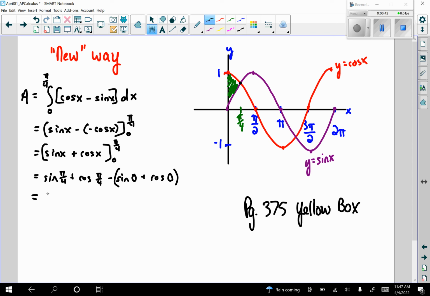So here we're going to get the 2 radical 2's. So just knowing each of these will give us radical 2 over 2, so we'll just double that. And then this is where we'll get a minus 0 and then a minus 1. So we get the radical 2 minus 1 square units.